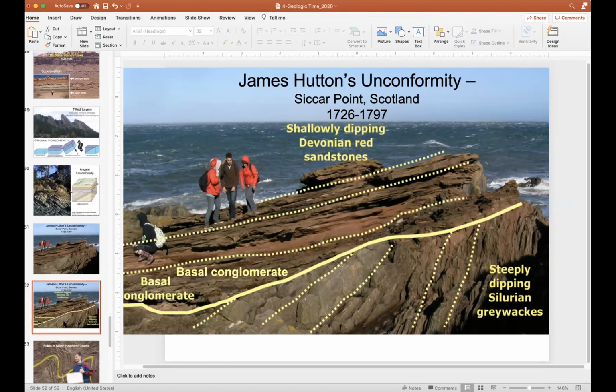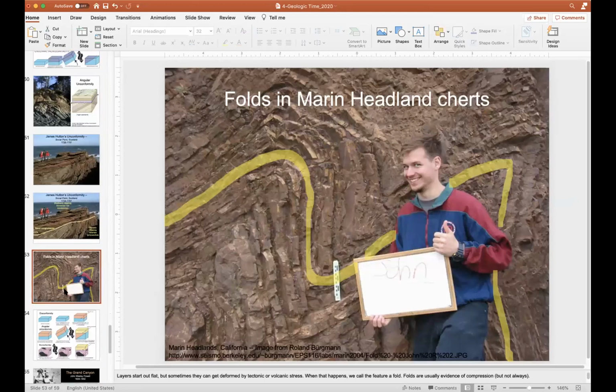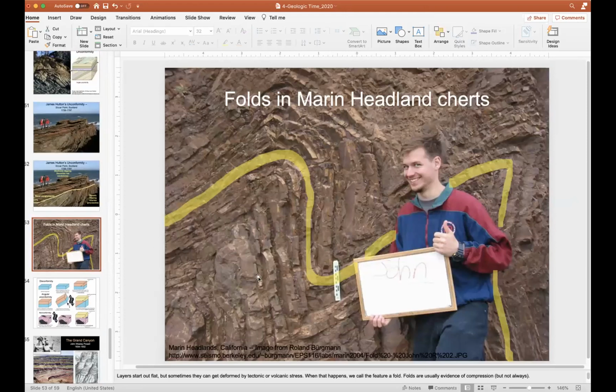Any questions about any of those? Oh, here's a fold. These are the cherts from the Marin Headlands again, and I wanted to just show you the folds. This probably happened when the rocks were pushed up onto the coast, the edge of North America. Remember, these represent ocean floor sediments. So they were originally horizontal, and then there had to be some tectonism to cause this folding.